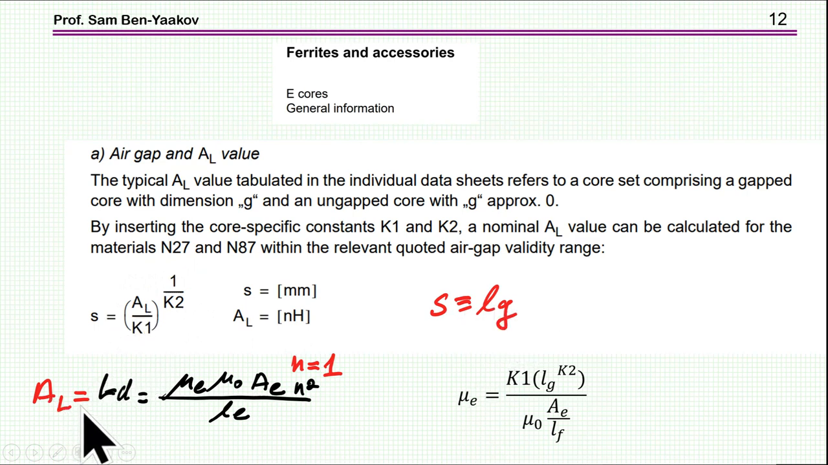Now, since A sub L is equal to this equation with N equal to 1, this is the meaning of A sub L, we can actually, from here, calculate the relationship between the equivalent permeability and the air gap length. They are not giving it, but you can derive it from here, through here, into here. So we can get this information too. So these are two ways of providing the information about the effect of the air gap length on A sub L and actually on the equivalent permeability. Now, both of these are based on actual measurements. This is the same thing for TDK and, of course, Ferroxcube.